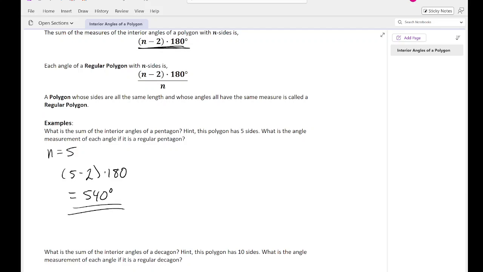Now, assuming that the pentagon is regular, we are going to find the measurement of each angle. So we're going to take n minus 2 times 180, which is 540 degrees, and we're going to divide by the number of sides, which is 5. And when we do that, we're going to get 108 degrees. So what is the angle measurement of each corner of the interior of a regular pentagon? 108 degrees. And then the sum of all the interior angles add up to 540 degrees.